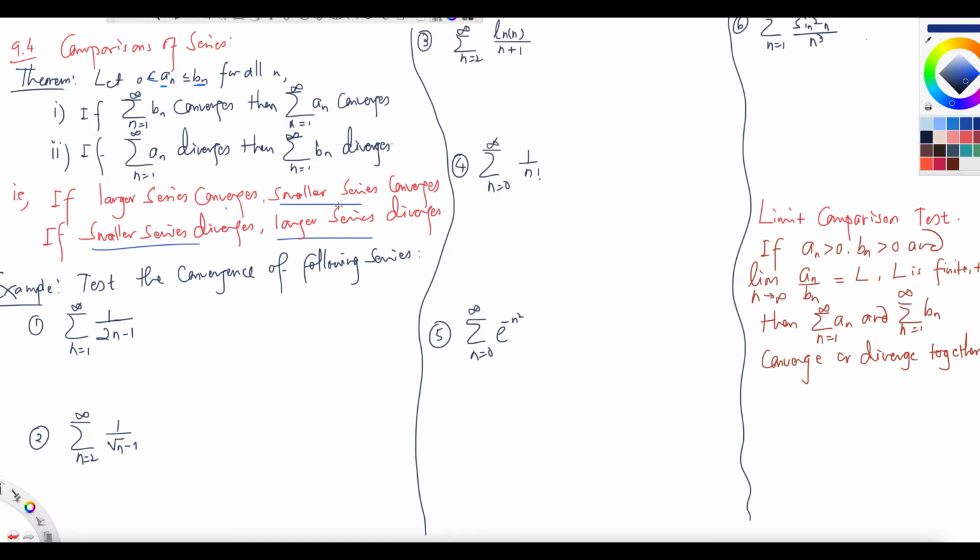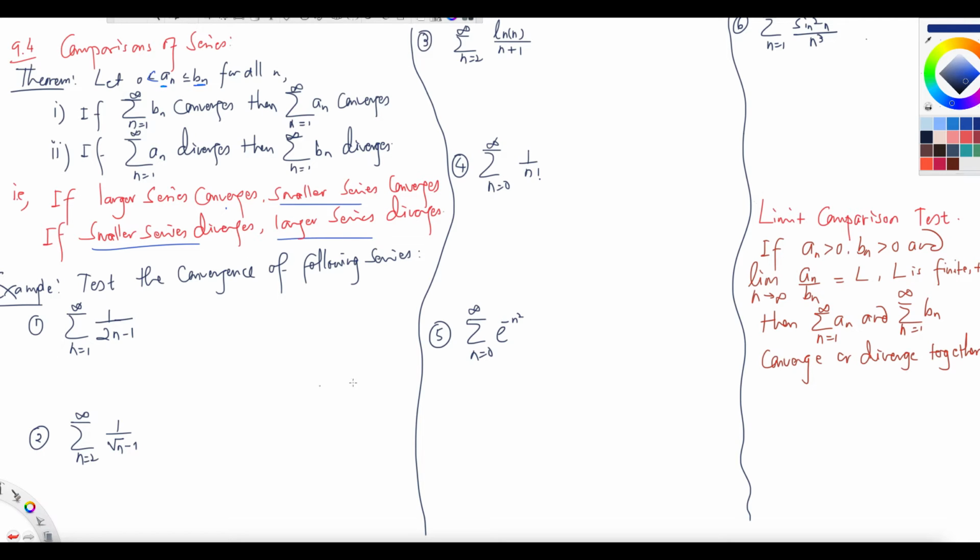So if the bigger series converges, then the smaller converges. If the smaller series diverges, then the bigger diverges. But if the bigger series diverges, we cannot say anything about the smaller series. And if the smaller series converges, then we cannot say anything about the bigger series. All right, let us see some examples here.